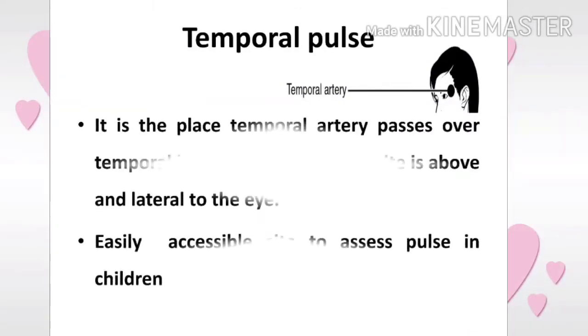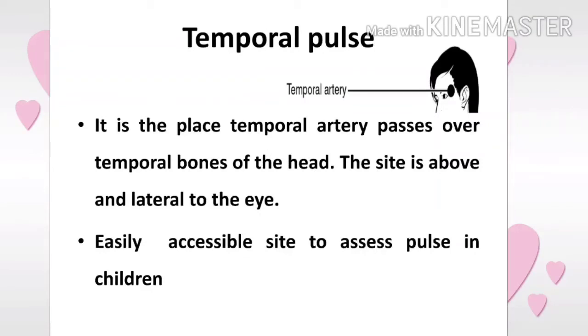It is a place where the temporal artery passes over the temporal bones of the head, and the site is above and lateral to the eye. It is an easily accessible site to assess the pulse in children. So what is temporal pulse? It is the place where the temporal artery passes over the temporal bones of the head.